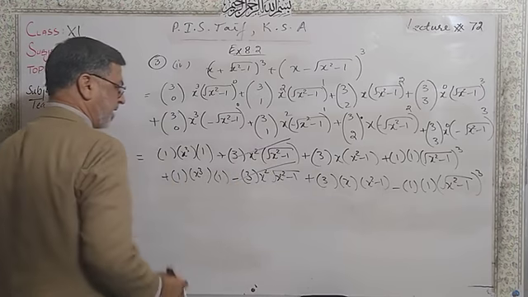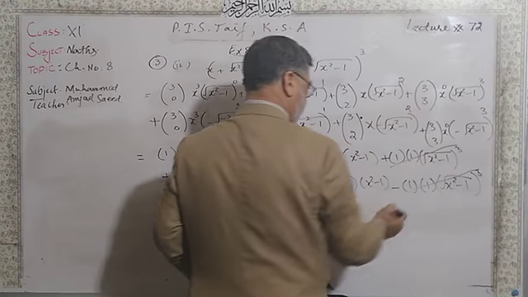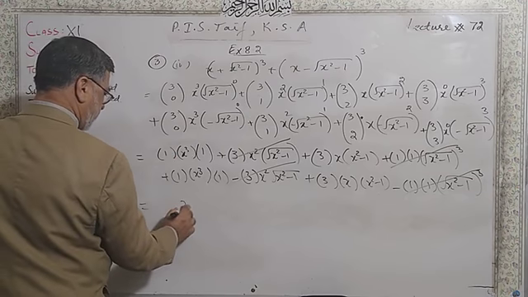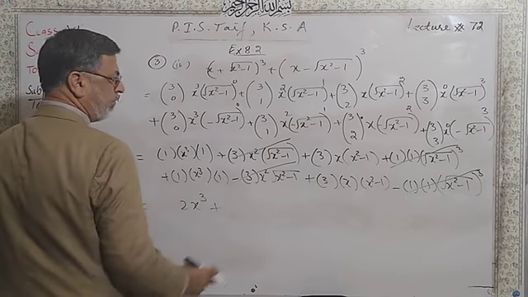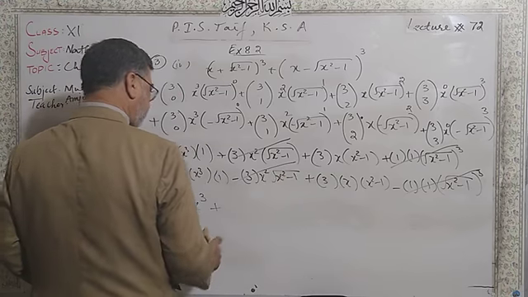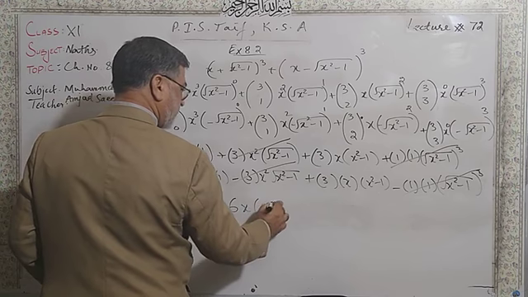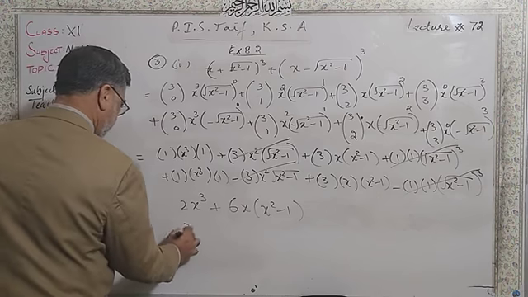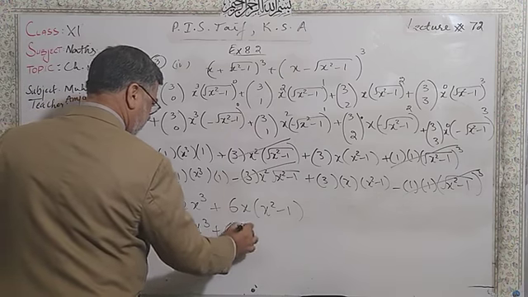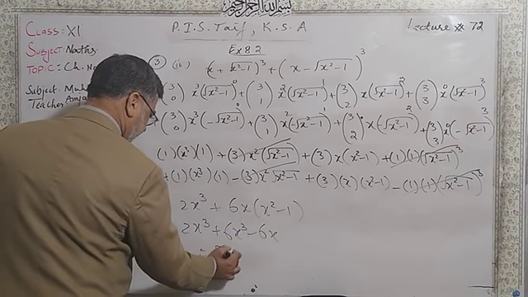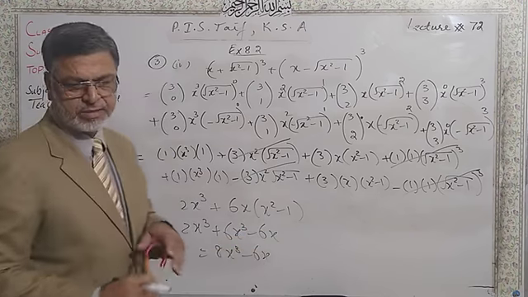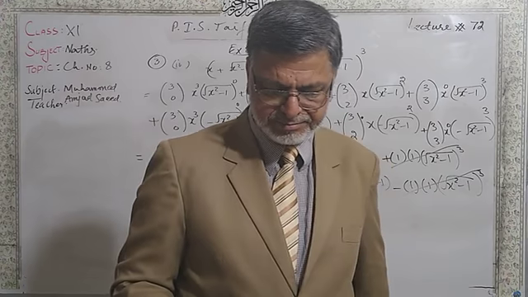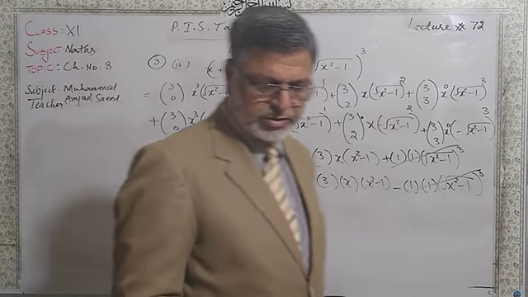Second term is cancelled with this second term, and last term cancelled with this last term, and we are left with x cube plus x cube is 2x cube. Then we have 6x into x square minus 1. You can add them. Here is 2x cube plus 6x cube minus 6x, 8x cube minus 6x. 8x cube minus 6x, this is your answer. I hope that you understood this question.